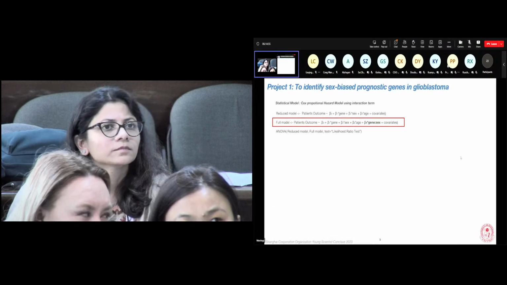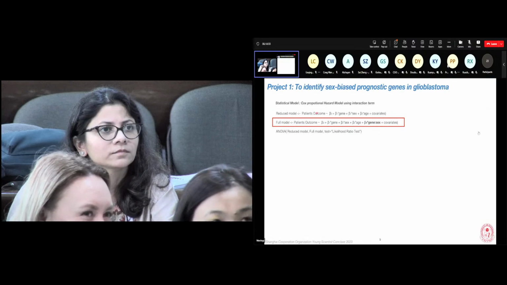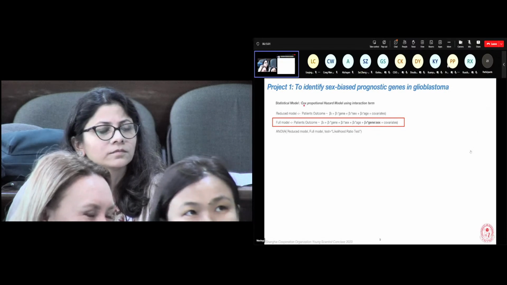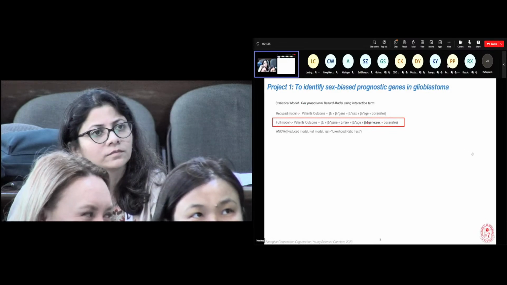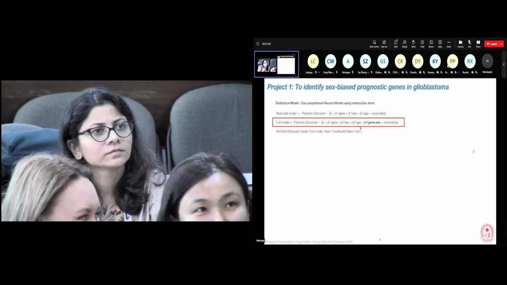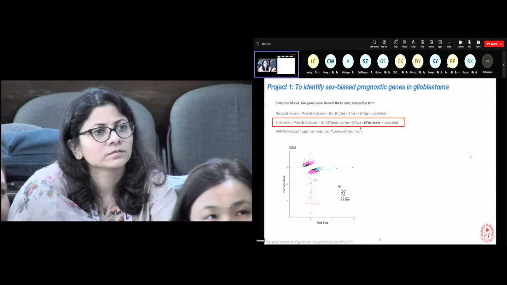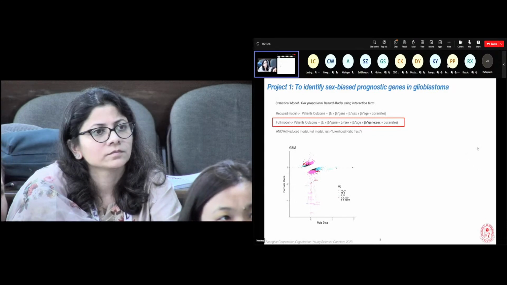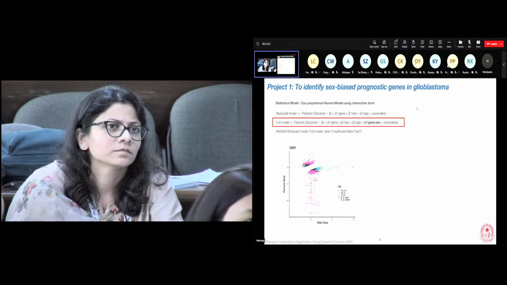So in my current lab at University of Hyderabad, I'm using an approach where I'm trying to identify sex-biased prognostic genes in glioblastoma by using an interaction term between gene expression and gender of the patient. Using Cox regression with the interaction term, I'm able to identify many sex-biased prognostic genes which show association with survival of male and female glioblastoma patients. There are more genes associated with poor survival of male patients compared to female patients.